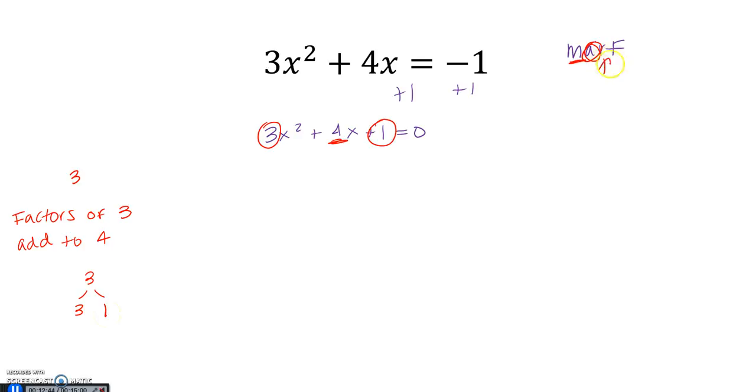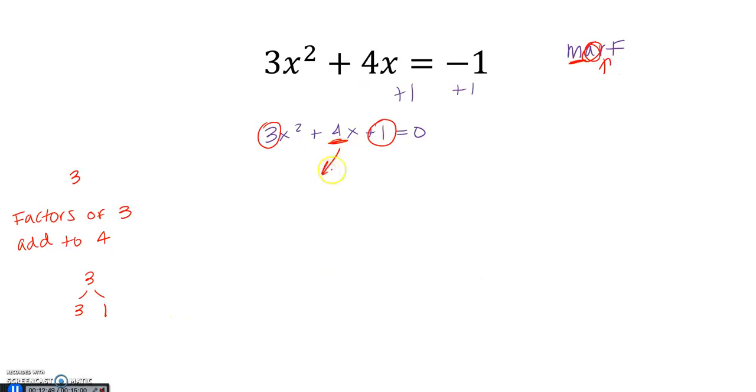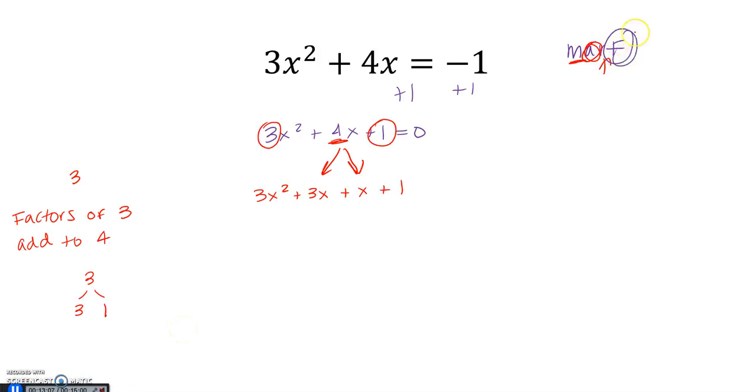R stands for rewrite. So what I do is instead of the 4x, I rewrite 4x as 3x plus x. That doesn't change the problem at all. Rewriting it just allows me to do a process of factoring by grouping. The F stands for factor. Notice I just brought down the 3x squared and the 1. So you make 2 groups and you pull out greatest common factors from each group.